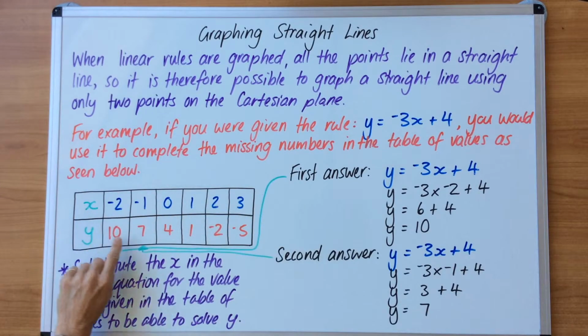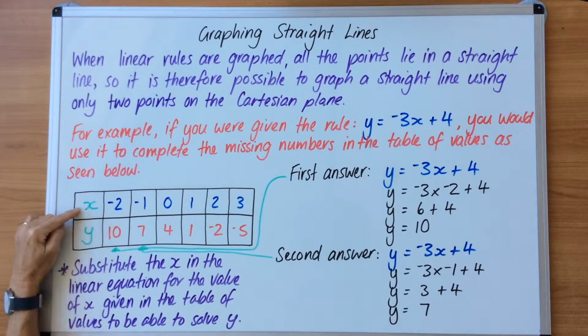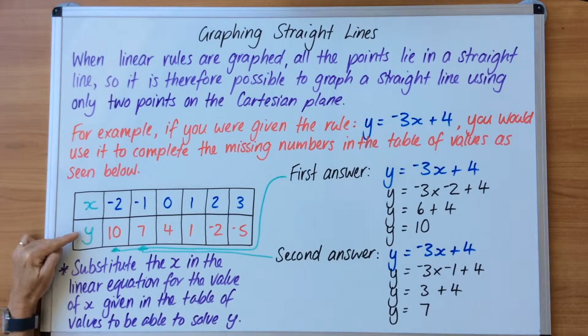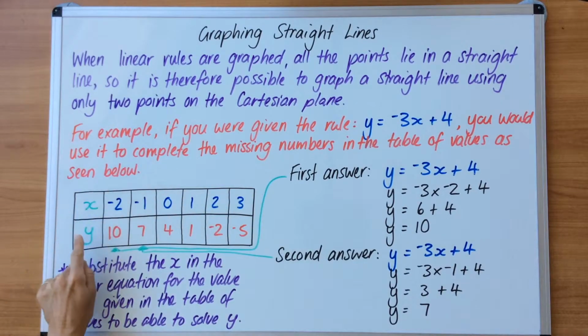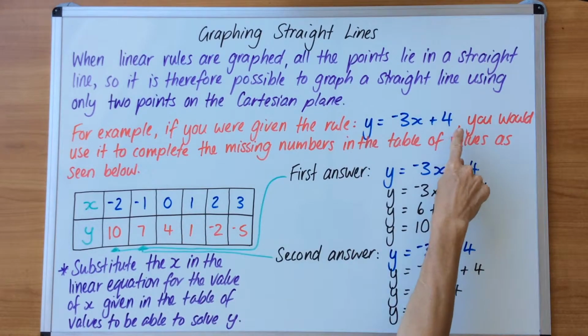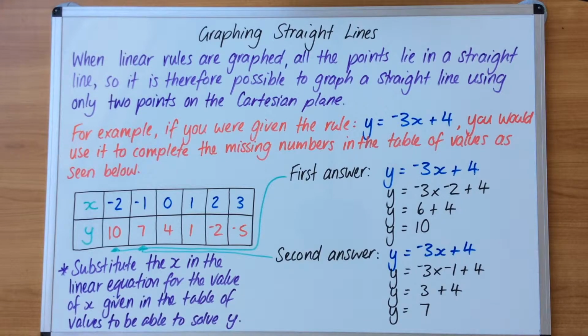So this here is a table of values. This is the x-axis on a Cartesian plane. This is a y-axis on the Cartesian plane. Usually we get given the x-axis and we have to discover the y-axis based on the rule that we have been given. So all you need to do is substitute the x in the linear equation for the value of the x given in the table of values to be able to solve y.